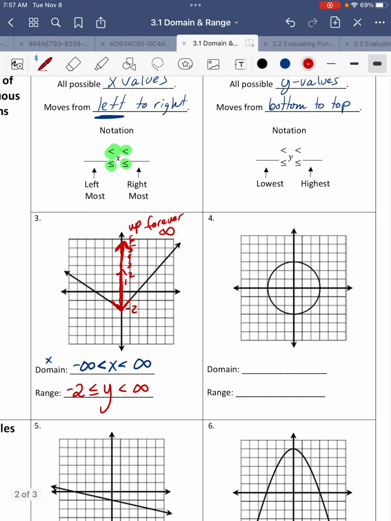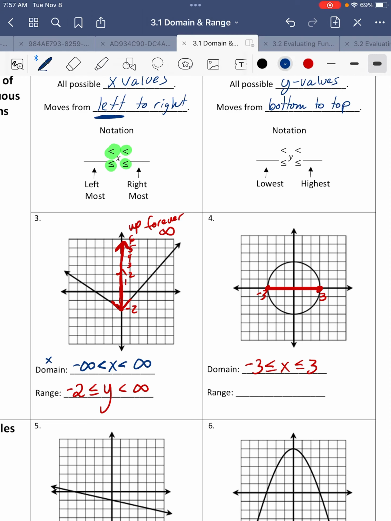All right, number 4, I'm going to do the same thing. So for the domain, I'm going to squish that circle down to the x-axis and redraw it as just a line. And there we go. There's our line. Looks like on the left side it's -3. On the circle is an infinite amount of closed points, so that's going to be equal to, because the closed point's equal to domain, and it's going to go to the right to 3. And again, there's a closed point there, so 3.